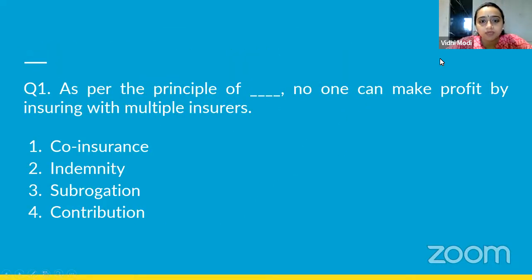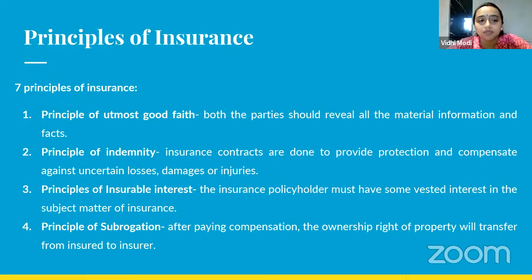As per the principle of dash, no one can make profit by insuring with multiple insurers. Co-insurance, indemnity, subrogation, and contribution. This is talking about the principles of insurance, and we have 7 principles. So what are they? Let's see. First and foremost is the principle of utmost good faith, wherein both the parties should reveal all the material information and facts they have between each other.